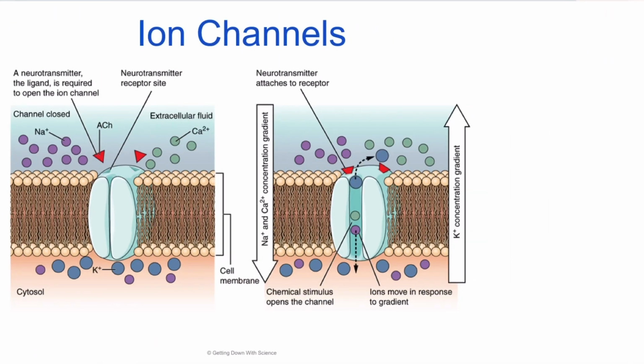So here's a picture of an example where you have a channel that is closed. My gate is closed here. And whenever this particular neurotransmitter binds to this ligand-gated ion channel, it opens and allows for ions to flow into the cell and out of the cell. And then once the ligand releases, it would signal the channel to close.